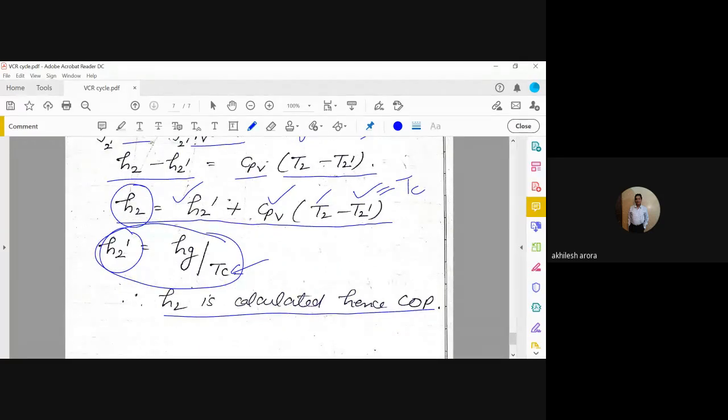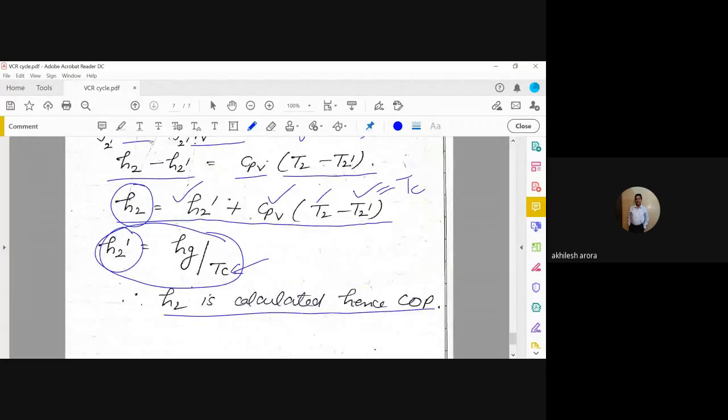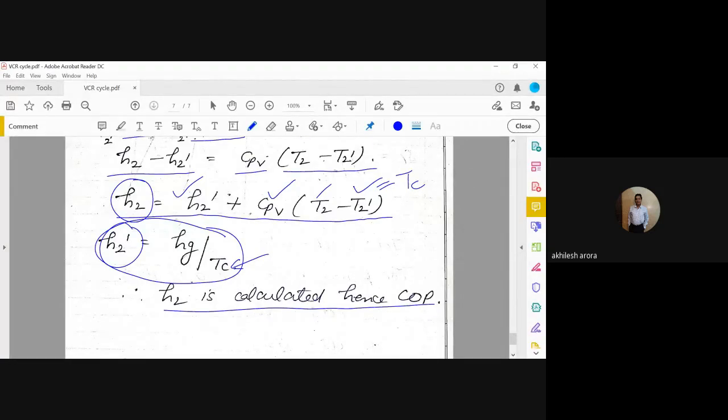So this is the end of the lecture here. If you have any questions, you can ask me. I have explained to you the working of the vapor compression cycle, and the analysis part. I have told you how to calculate the values of H1, H2, H3, H4, and then how to calculate the COP, and explained the procedure of calculating the enthalpy at state point 2 also. So if you have any questions, you can ask me right now.